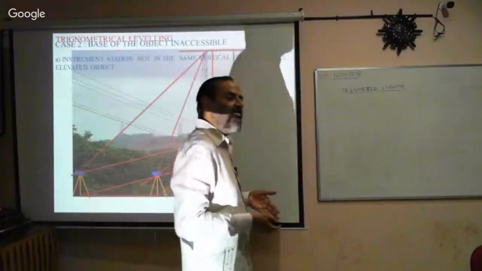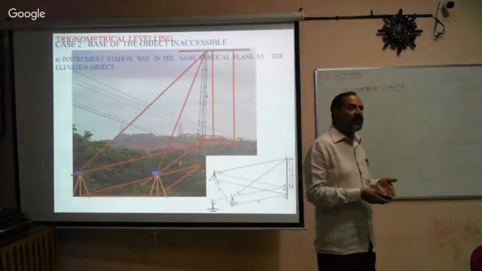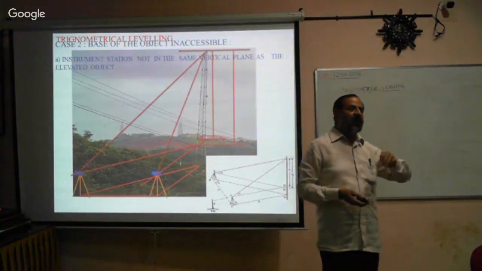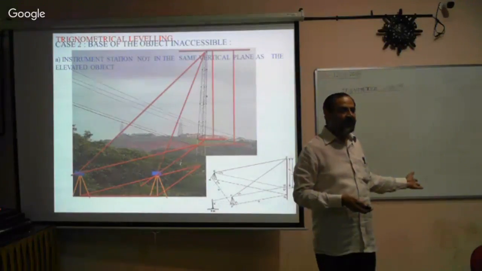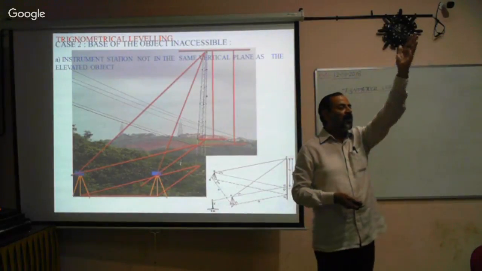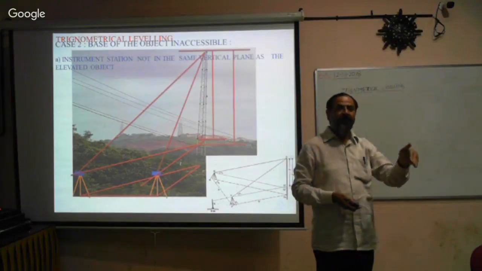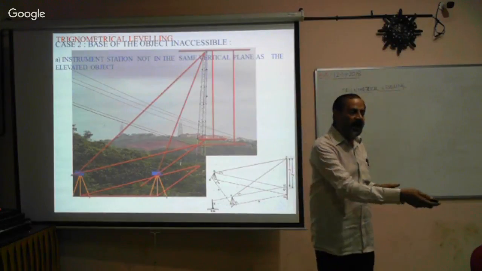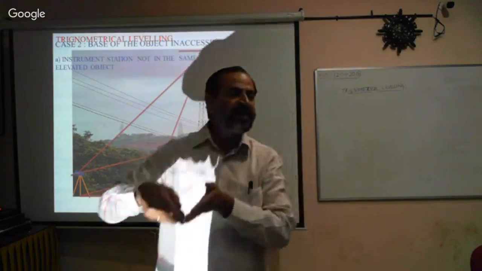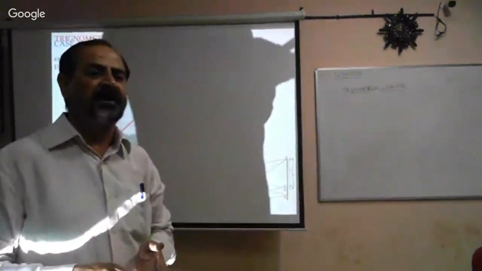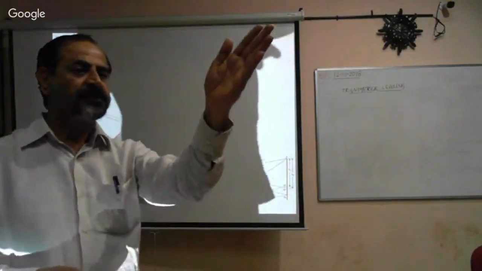Then move the instrument to the next station and perform all temporary adjustments. Then take a backsight on the benchmark. Then measure the vertical angle, and also you need to measure the horizontal angle. In the first instance, you need to do this at the first instrument station.